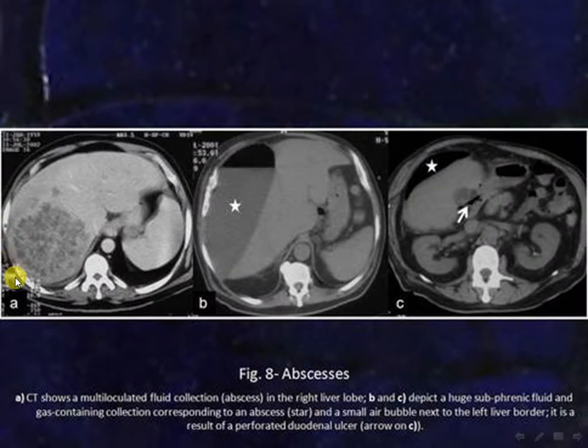This is a case of abscess formation. You can see here is a multinodular fluid collection in the right liver lobe. Okay, it's liver abscess. You can see here another case of fluid collection with air fluid level, and here there is free intra-abdominal fluid. Another case of free intra-abdominal fluid with evidence of perforated ulcer resulting in free intraperitoneal air. These are different causes of right upper quadrant pain.